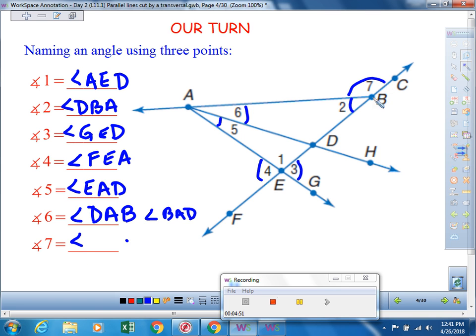Okay. Now, number 7 is right here. And so CBA, or ABC, either one. All right, so that's just naming those angles.